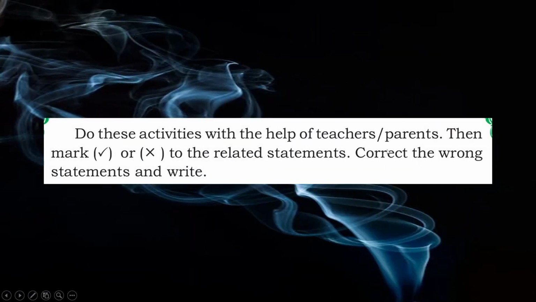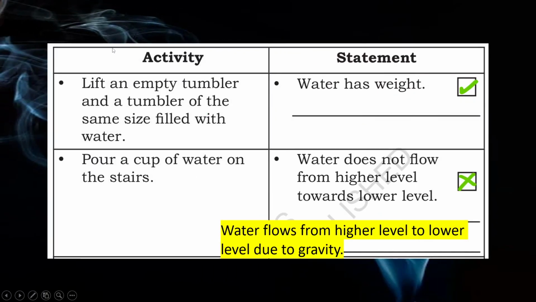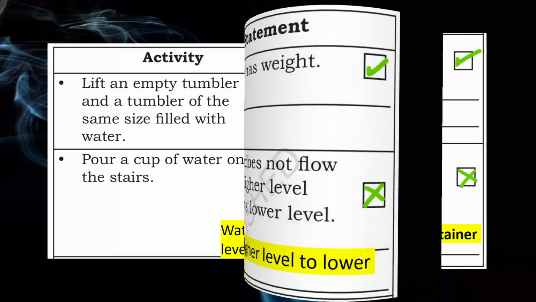Do these activities with the help of teachers or parents, then mark true or false to related statements, correct the wrong statement, and write. Activity statement: Lift an empty tumbler and a tumbler of same size filled with water. Water has a weight. True. Pour a cup of water on the stairs. Water does not flow from higher level towards lower level. False. Water flows from the higher level to lower level due to gravity.